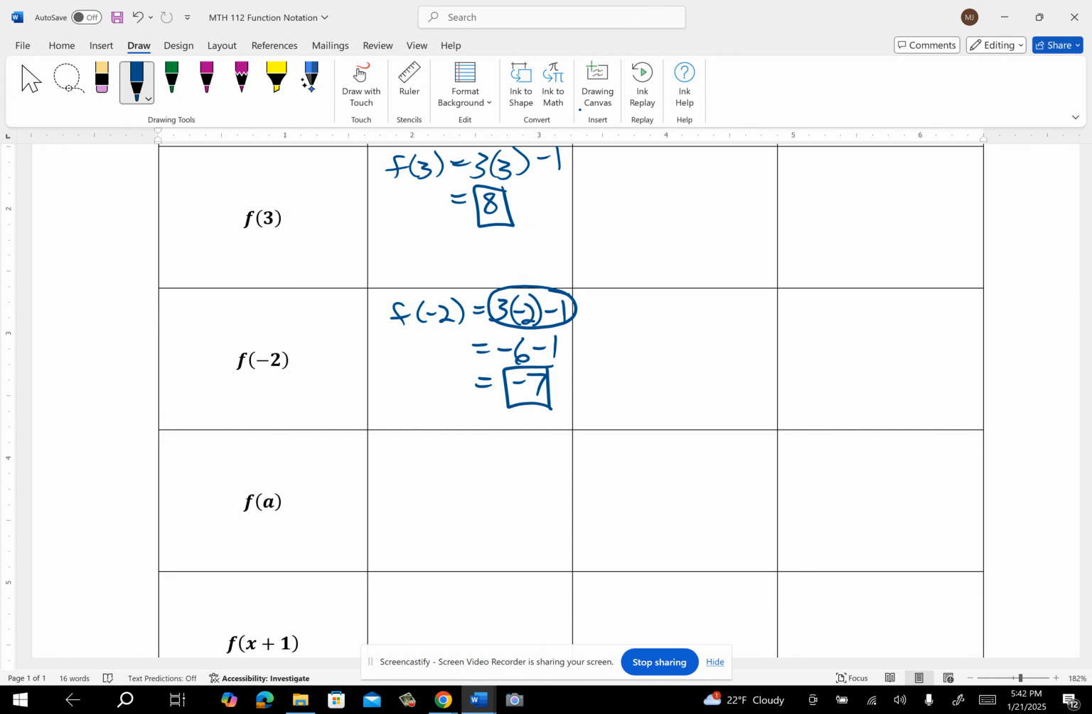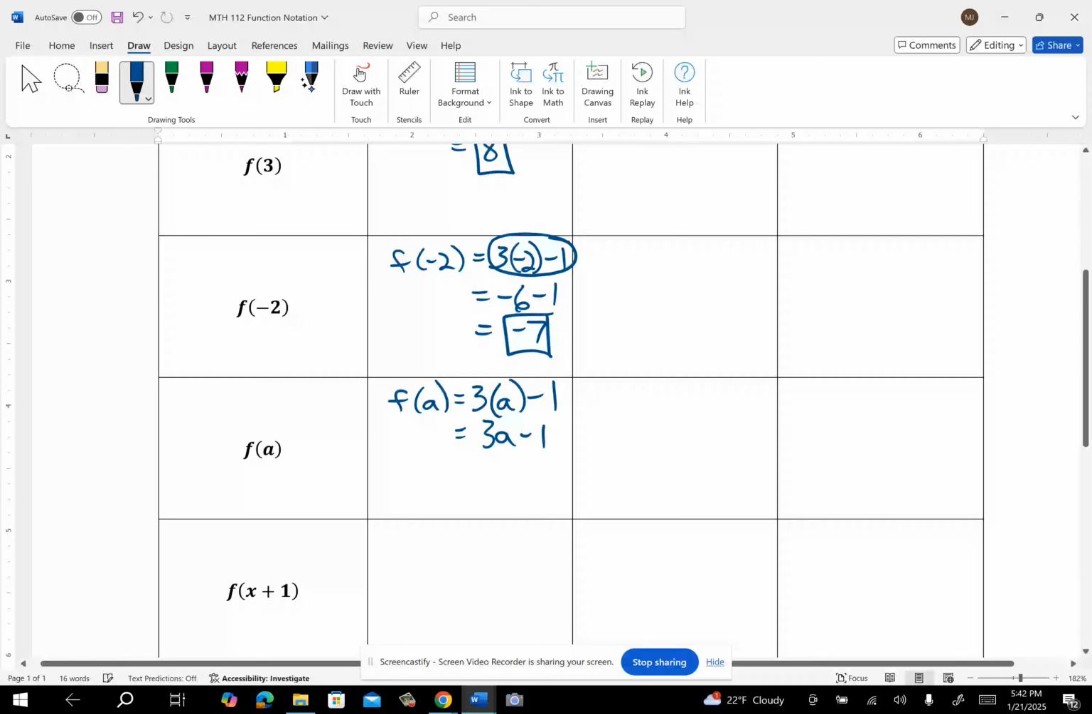F of a feels like a trick question. Okay, the input is now an a. The function rule was 3 times my input minus 1. So that would be 3a minus 1. And that's all I can do. Those aren't like terms. There's nothing more I can do.